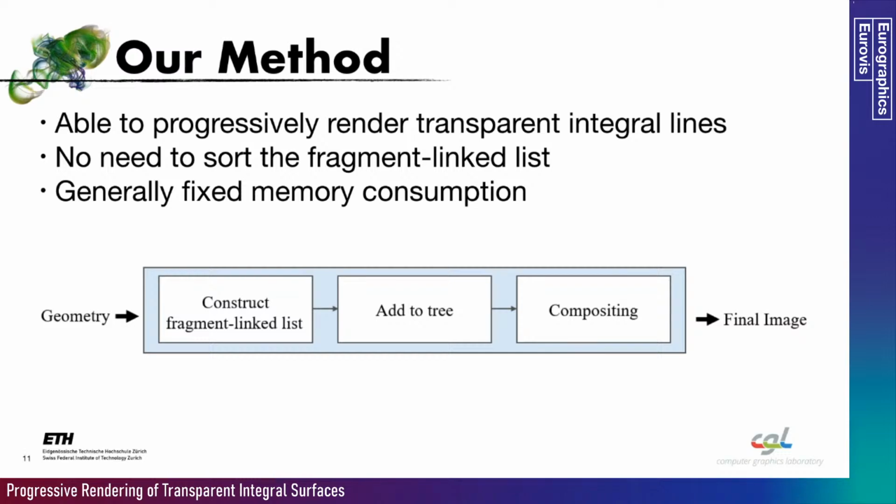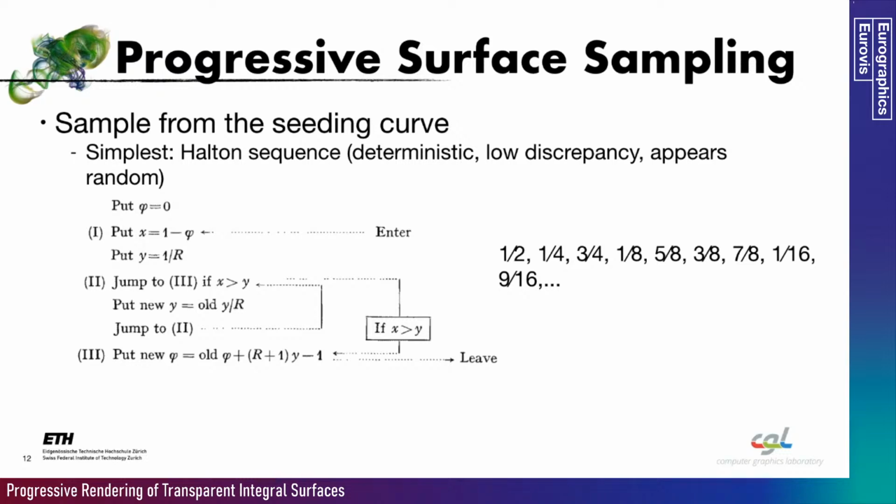The algorithm can be divided into 3 steps. First, we rasterize the line geometry and construct an unsorted fragment linked list. Next, we add each fragment to a per-pixel tree data structure. In the end, we composite the tree nodes to get the final image. Our algorithm starts with sampling a set of integral lines from the seeding curve.